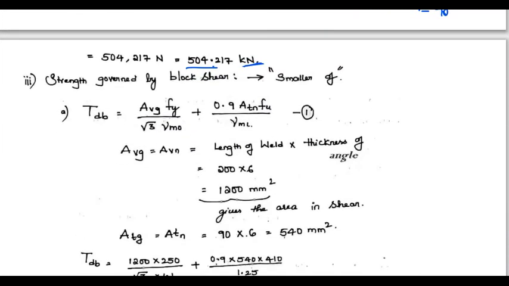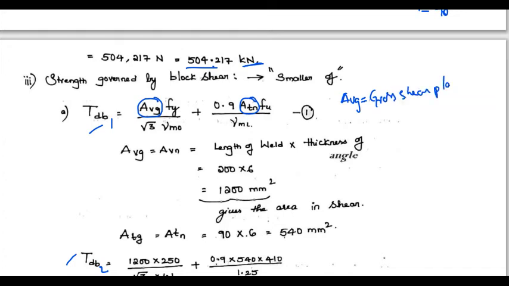Now similarly, in block shear, the smaller of these two values is taken as Tdb. Of course, you can write this as Tdb1 and Tdb2, and these are the expressions. We have these terms Avg, Atn. So find out these two values here. What is Avg? Avg is the gross shear plane area.